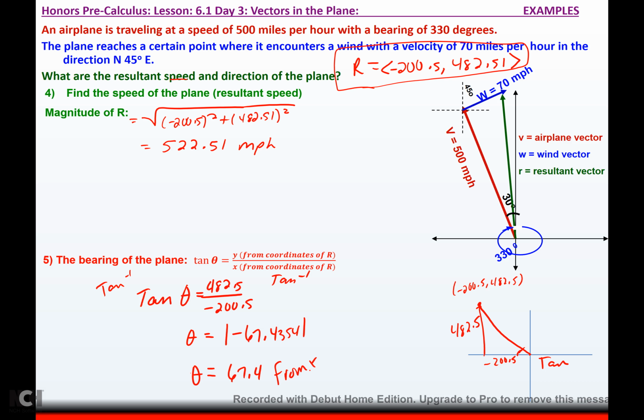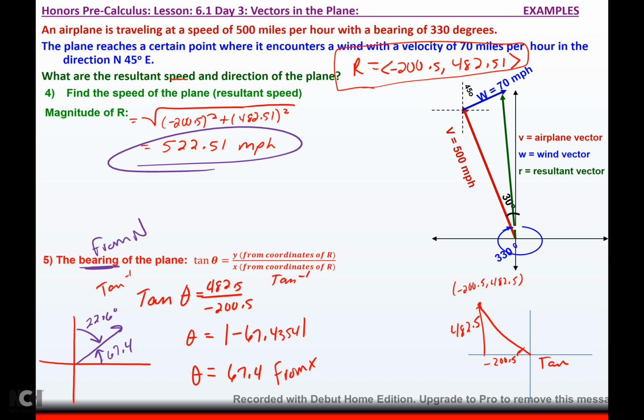But again, remember, that's from x. So I'm going to get some more room here. So if we do 67.4 from x, that is here. To get the bearing of the plane, again, when they use the word bearing, they're saying they want your answer from north. So if this is 67.4, how much is it from north? Well, subtract it from 90, and you get 22.63. So the magnitude is 522.51 miles per hour, and the bearing of the plane would be at 22.6 degrees east of north. Okay.